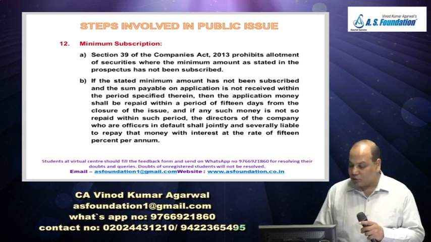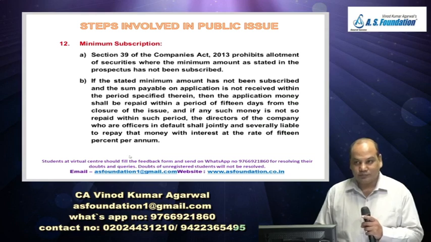And if the money is not repaid within such period, again what is the penalty? The directors of the company who are officers in default shall be jointly and severally liable to repay the money with interest at the rate of 15% per annum. Underline 15%.